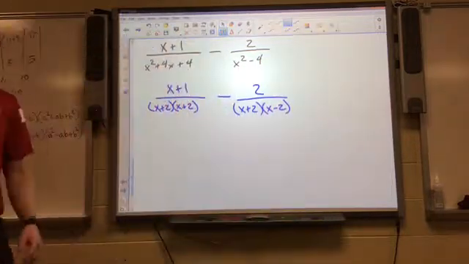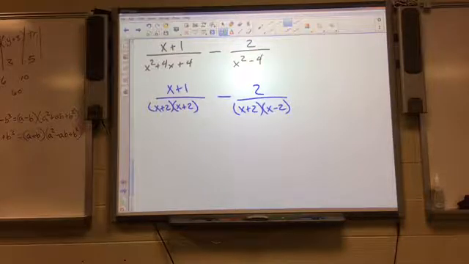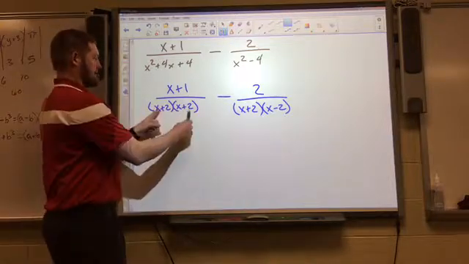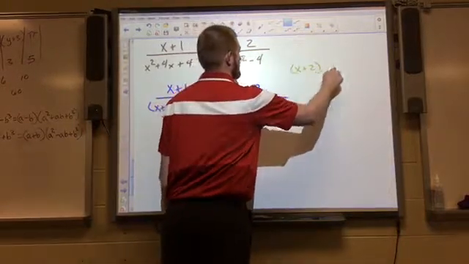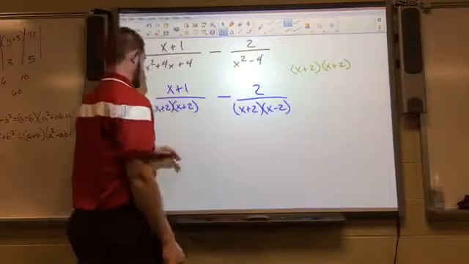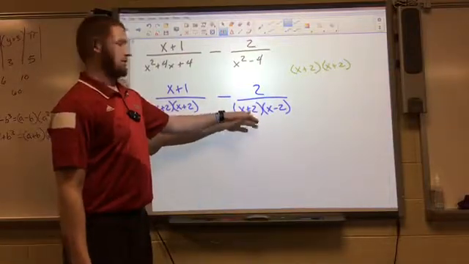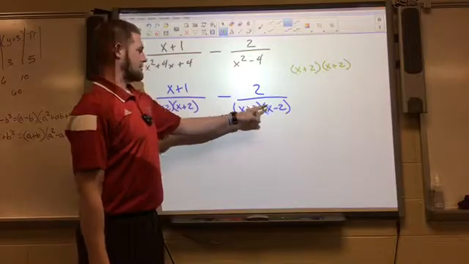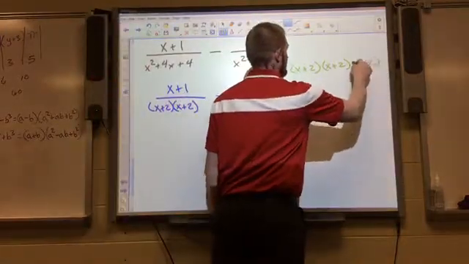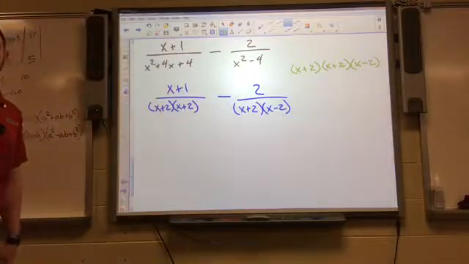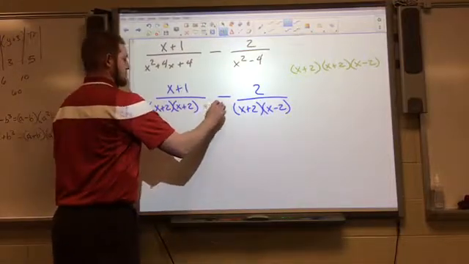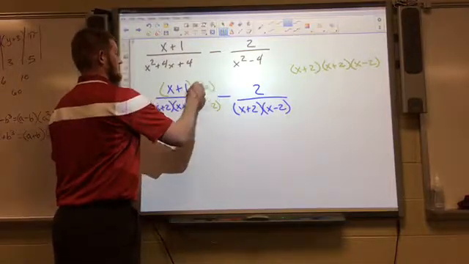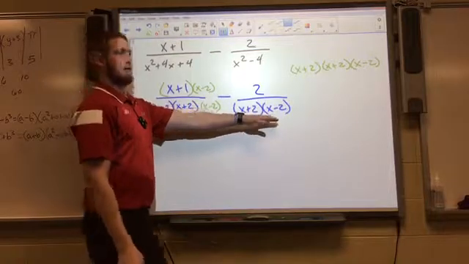Things like these, to me, are actually easier than what we just did, because I can look here. I definitely need two x plus 2's, right? So in my common denominator, I definitely need x plus 2, x plus 2. And that already has 1, so I know that's going to need another one. But I'm also going to need an x minus 2. So that's my common denominator. So what is this missing? I need an x minus 2 over here. And this one on this side is missing an x plus 2.